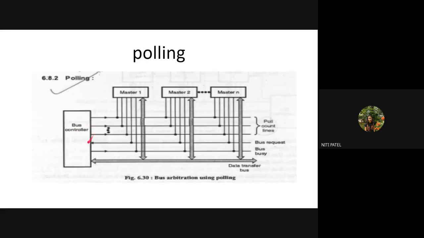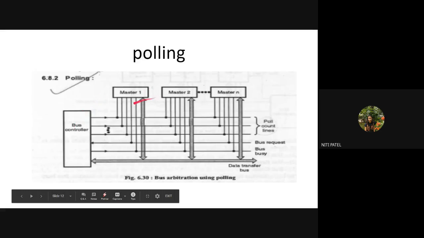Now if that bus is busy, what will the bus controller do? It will activate the bus busy line. So when this bus busy line is activated, what will that device understand? That the bus is busy right now and I have to re-request again after some time. What is the function of the data transfer line?